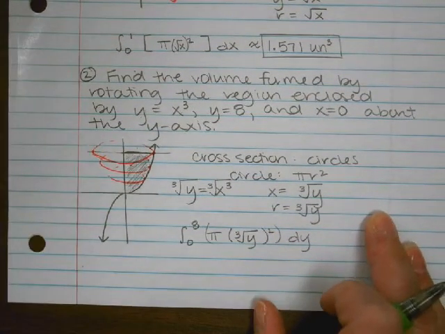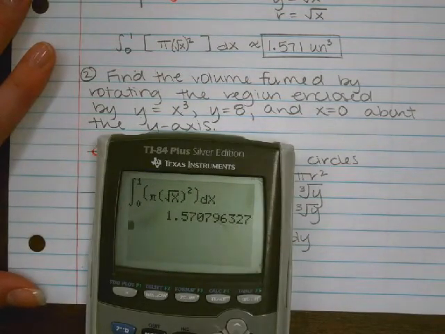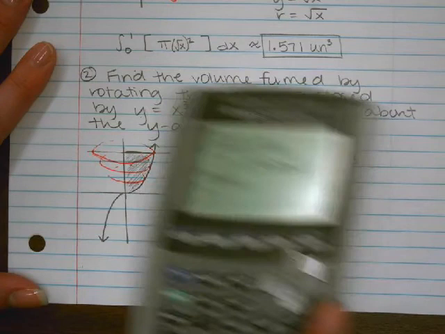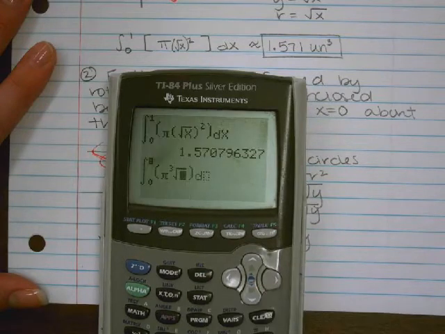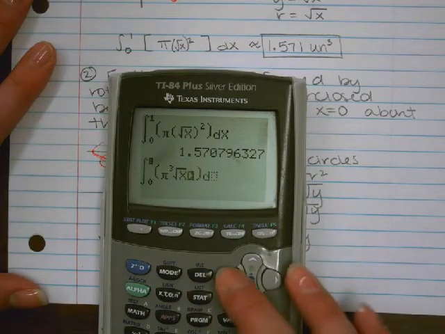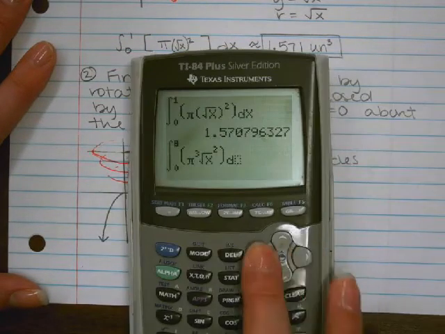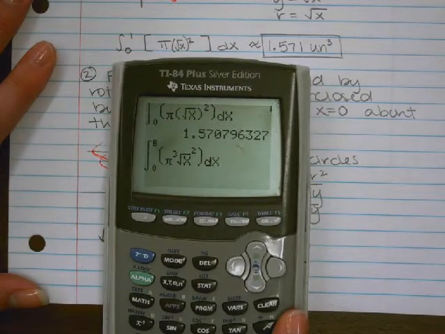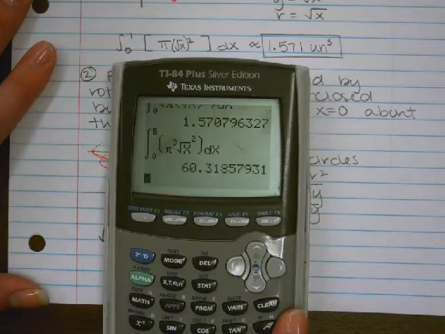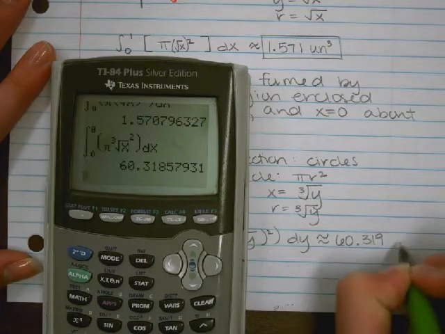All right, you can plug it in terms of y if you want, or you can plug it in terms of x. Your calculator can handle these either way. So Math 9, I'm going to go from 0 to 8 of pi times the cube root of x squared dx. Did I write that? Yep, I did. All right, so 60.319 units cubed.